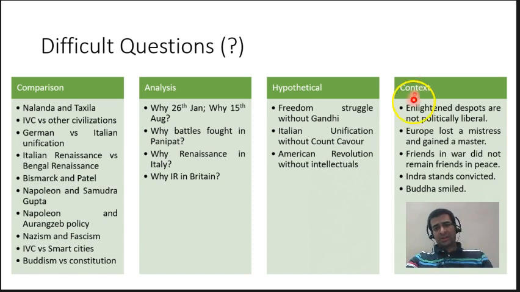Like there was a question: enlightened despots are not politically liberal. Now, who are enlightened despots? Why are they not politically liberal? First of all, knowing that itself is a big deal for students. Or, Europe lost a mistress, gained a master. Friends in war did not remain friends in peace.